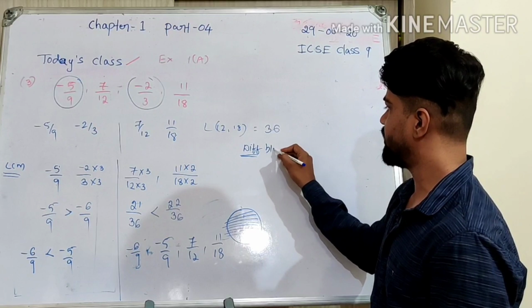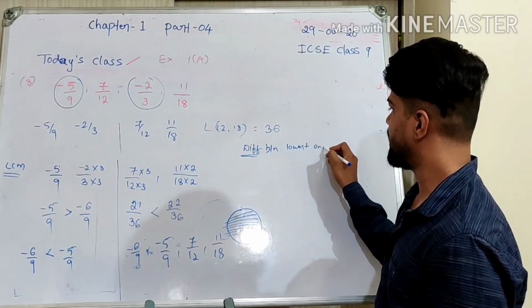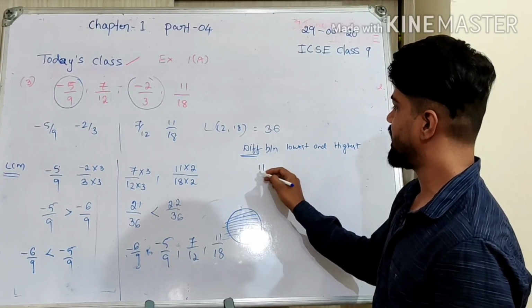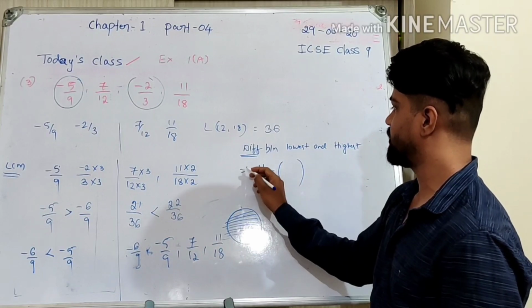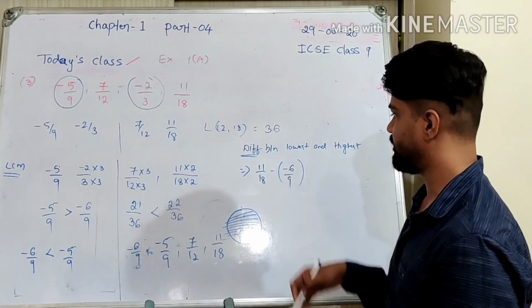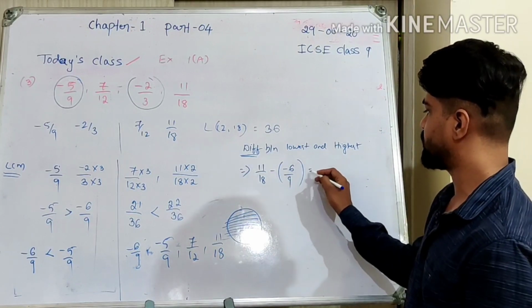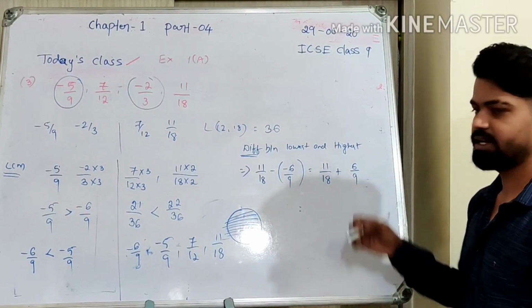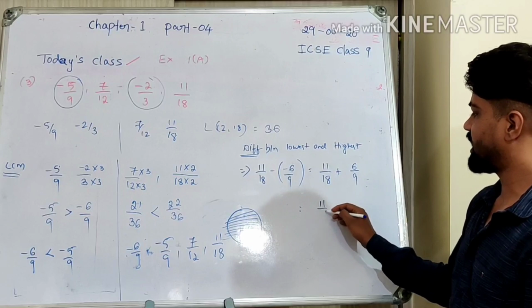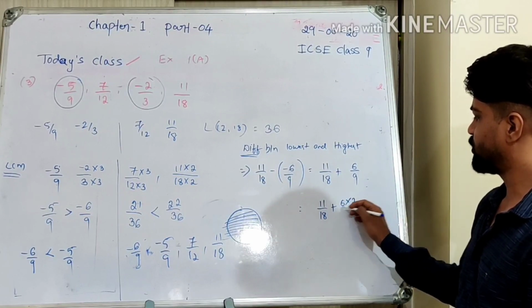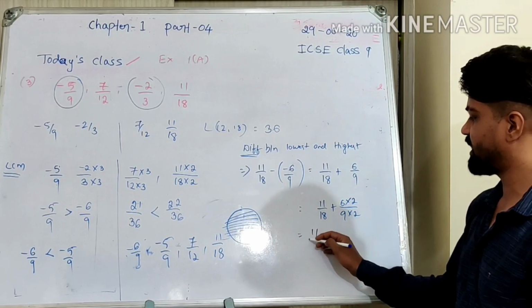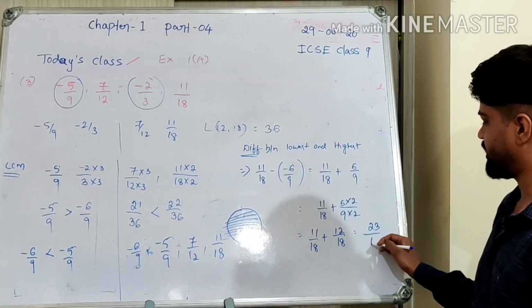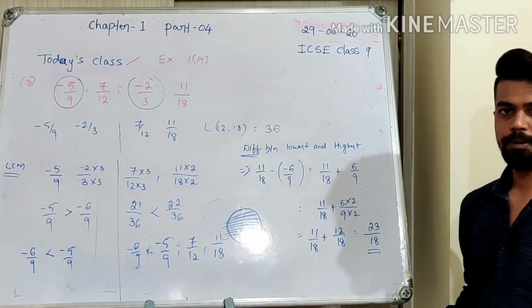To find the difference between the lowest and highest, what we should do is subtract highest minus lowest. Which is highest here? 11 by 18, minus which is lowest? The lowest is minus 6 by 9, but when we are subtracting, that minus of minus becomes plus. So we end up with 11 by 18 plus 6 by 9. What is the LCM for 9 and 18 again? 18 itself. So we can make it 11 by 18 plus 6 into 2 by 9 into 2. So we end up with 11 by 18 plus 12 by 18. So our answer will be 23 by 18.